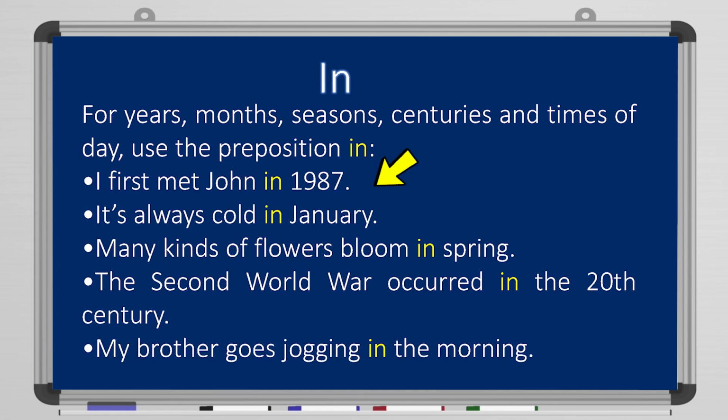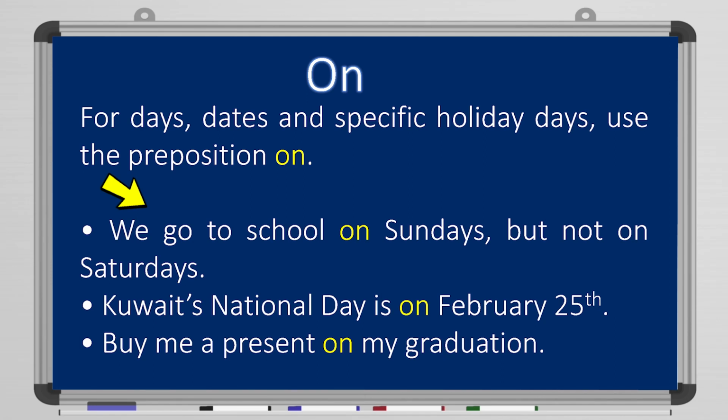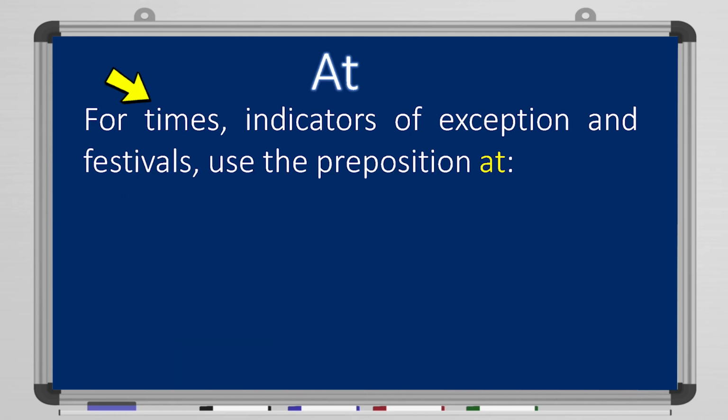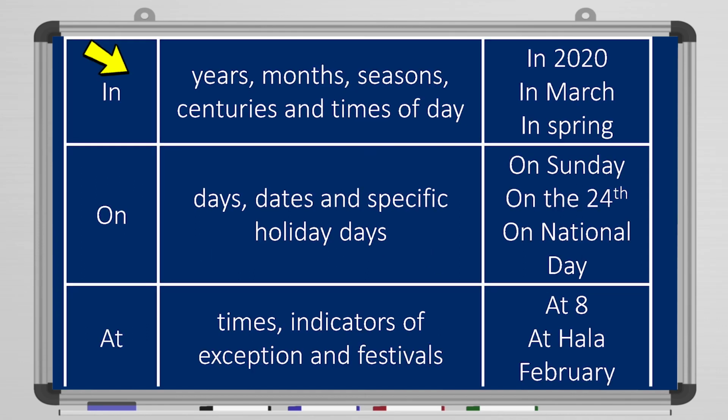Here you have some examples. On is used for days, dates, and specific holiday events such as on Sunday, on the 24th, on National Day, whereas we use at for times, indicators of exceptions, and festivals. For example, at 8, at the festival, and so on. What you have to do now is to look at these examples provided for you and just make yourself familiar with what's available.